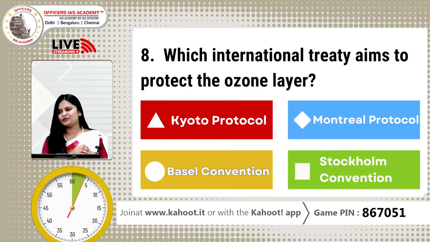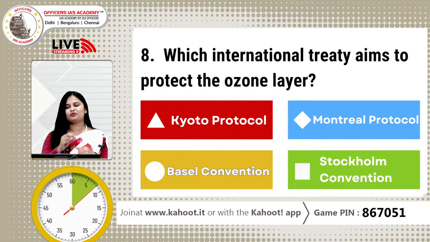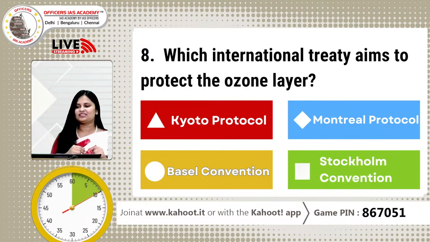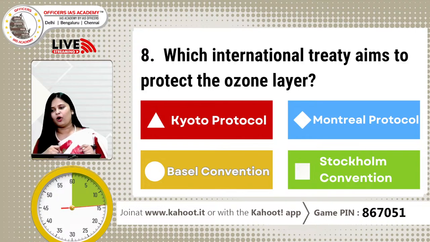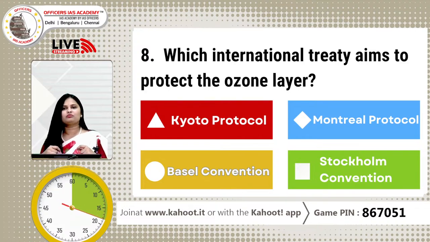So the question for you, question number 8. Which international treaty aims to protect the ozone layer? Option A, Kyoto Protocol. Option B, Montreal Protocol. Option C, Basel Convention. And option D, Stockholm Convention.